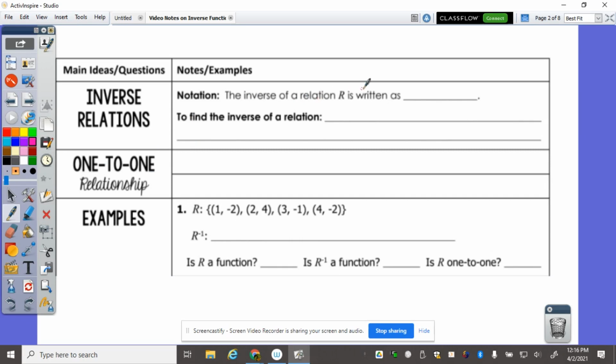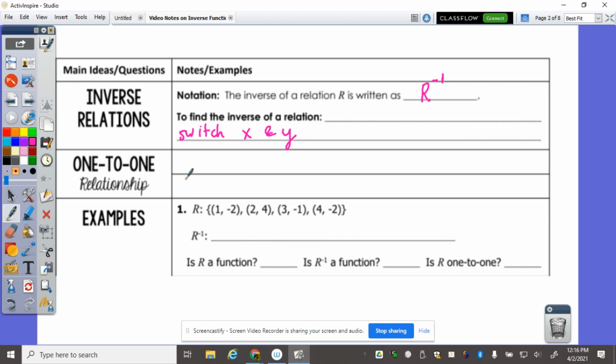The inverse of a relation R is written as an R with a -1 as an exponent, or inverse of R. To find the inverse of a relation, you just have to switch the x and the y. So the y becomes x and the x becomes y.